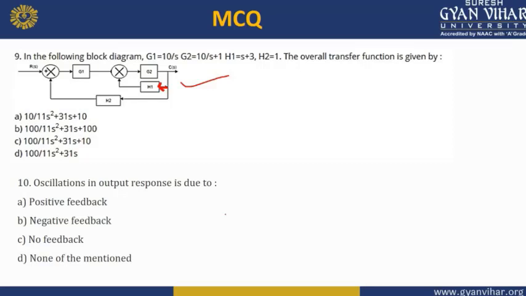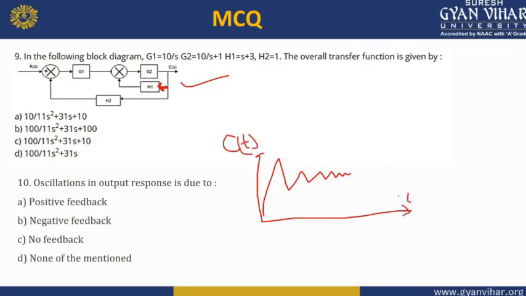Now the last question is that the oscillations in the output response are due to what? The oscillations in the response, that is C of t with respect to time, these oscillations are due to what? Positive feedback, negative feedback, no feedback, or none of them mentioned.